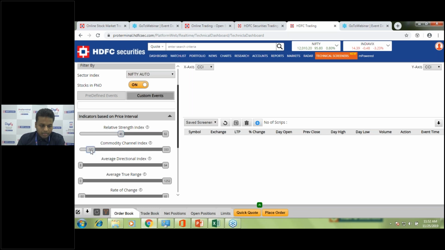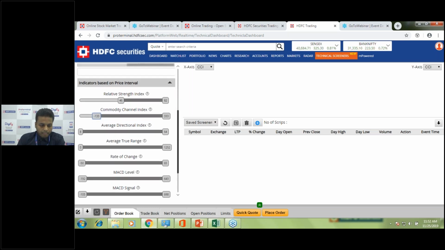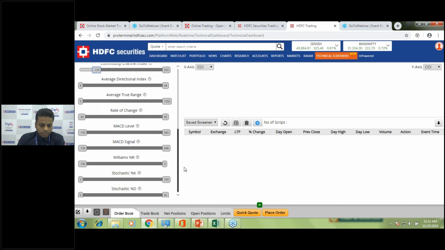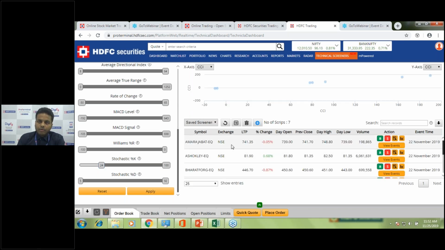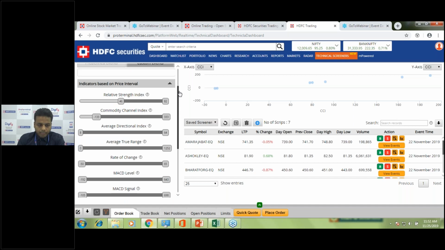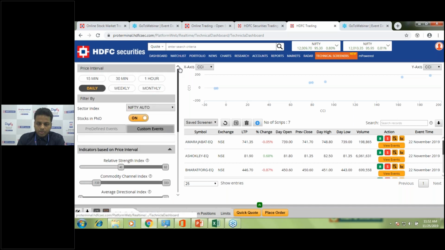We can just change the setting of an indicator as per our convenience. So I've just changed the setting of RSI and stochastic. Again, it's the individual choice. You can either do it or just click on apply. And whichever stock, as per our setting, gives a bullish rating will come up on our screen. So this is a benefit of the technical screener.